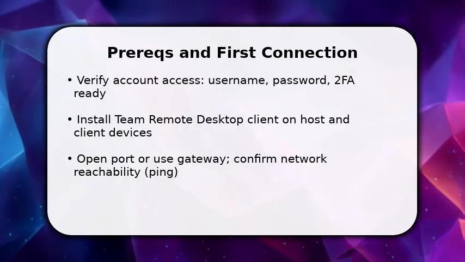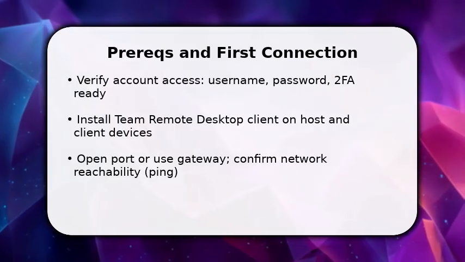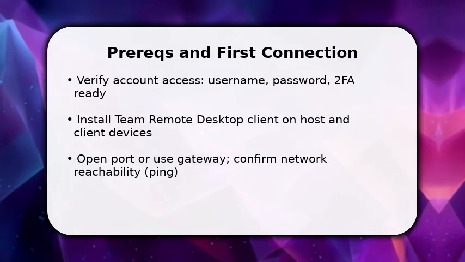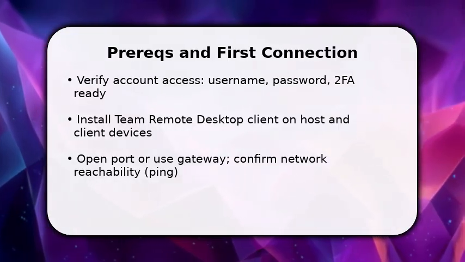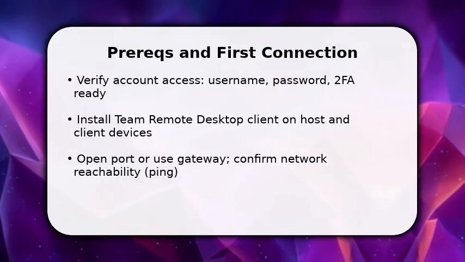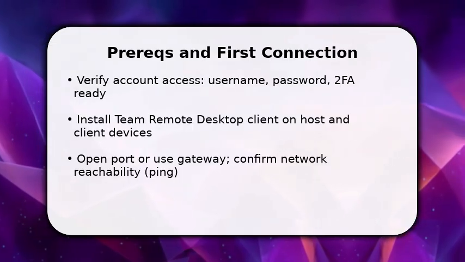You start by confirming prerequisites: your account, 2FA, and the Team Remote Desktop client installed on both machines. Once done, enable remote access on the host and allow the app through firewalls. Next, pick the connection method, direct IP, NAT traversal, or the provided gateway, and enter the host ID.